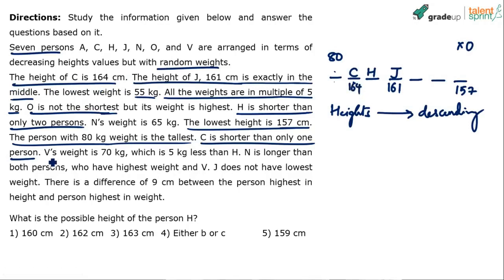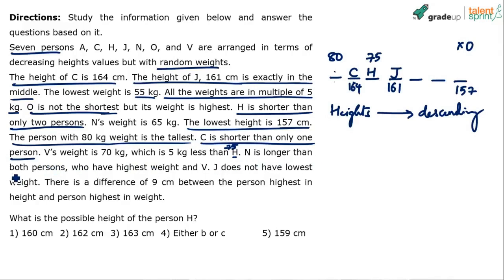Okay. Next point. V's weight is 70 kg, which is 5 kg less than H. Now where V is, is not known to us, but V's weight is 70 kg, which is 5 kg less than H. So can I say H's weight is 75? See, 70 is 5 less than 75. So H should be 75 kgs. So I can now put that H is 75 kgs. You getting it? So indirectly we have been given the weight of H.